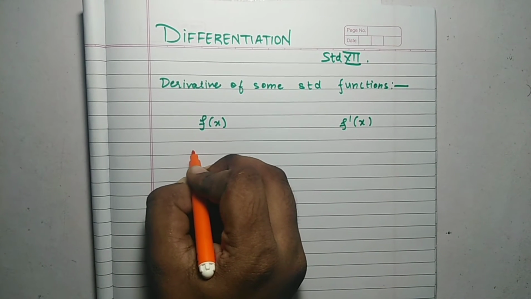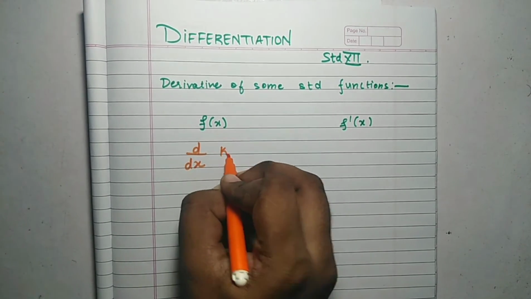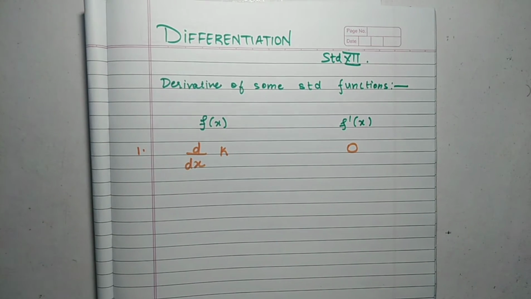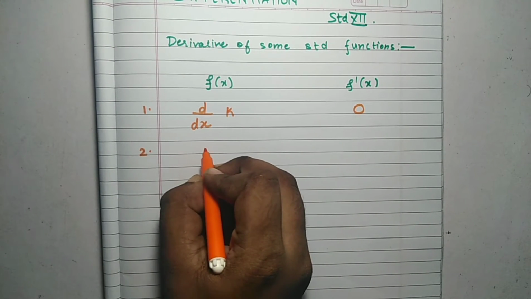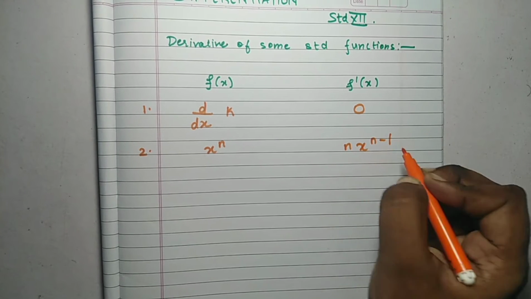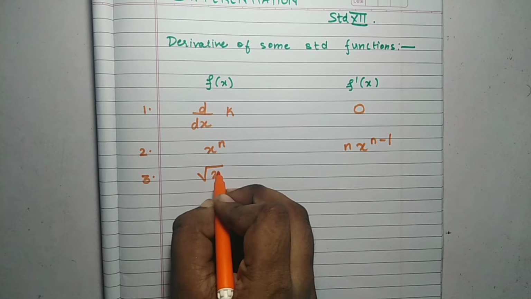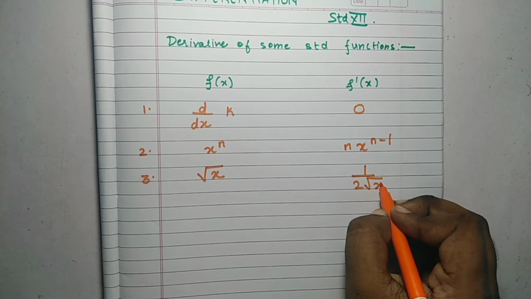If we differentiate a constant with respect to x, we get 0. So this is the first basic formula for differentiation. Now moving forward, if we differentiate x raised to n, we get n x raised to n minus 1. Third, root of x. If we differentiate root of x, we get 1 upon 2 root x.